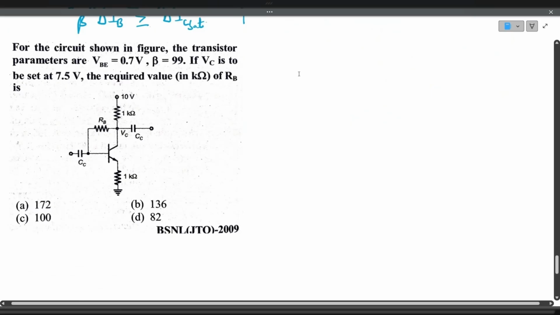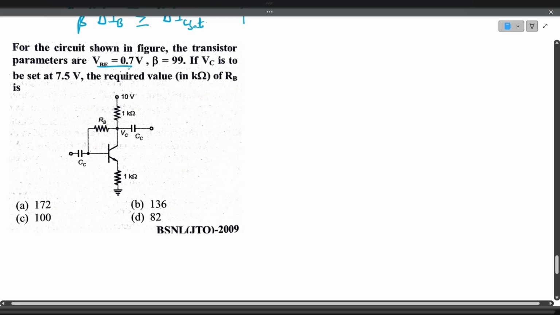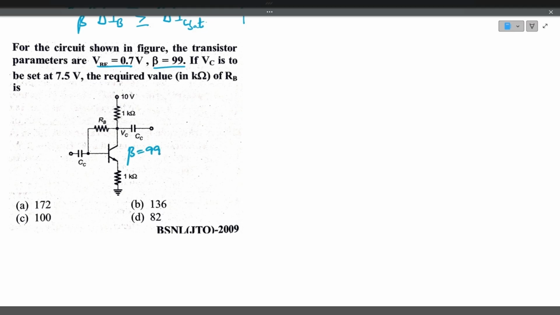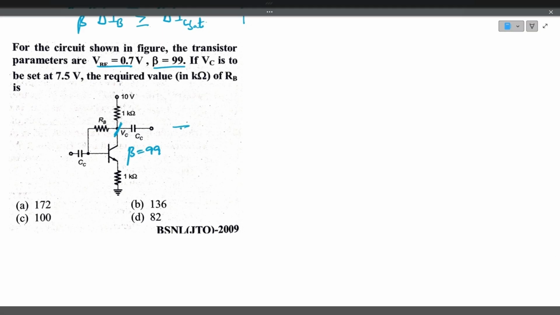We'll see the next question. For the circuit shown in the figure, the transistor parameters are: base emitter voltage VBE is 0.7, beta value is 99, and VC at this collector point is set to 7.5 volts. So this entire thing is 7.5 volts, he is telling. The required value in kilo ohms of RB is, what is the value of RB?